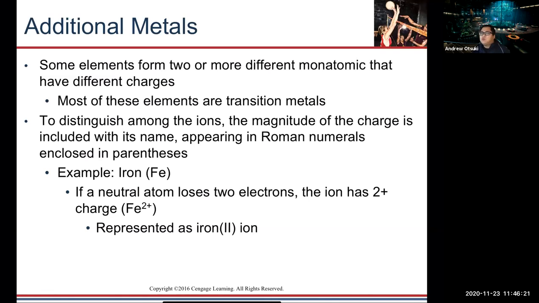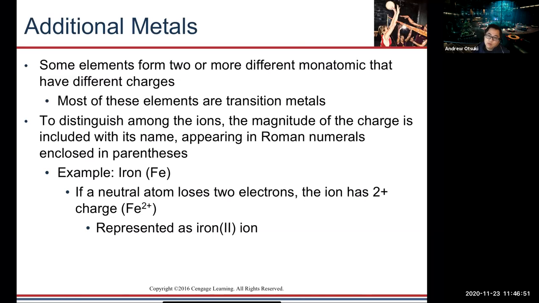But to distinguish them, we write the name of the element, because it's a cation, we don't change the name. In parentheses, we put the charge of the ion. For example, iron 2 plus, we say iron parentheses Roman numeral 2 ion. So you should put it as a Roman numeral. Do not put iron then the number 2 or spell out 2. That is incorrect, and that will get you marked off. So just put Roman numeral 2.